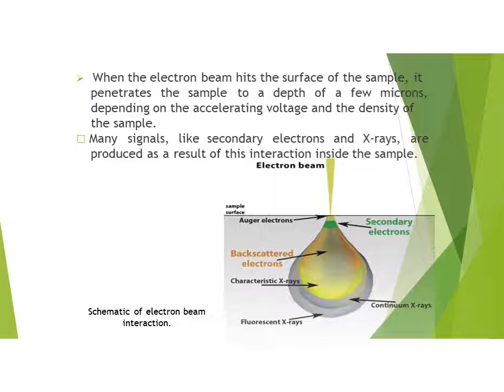Here is the schematic electron beam interaction diagram. In this diagram, you can see the secondary electrons that are shown with green color. These are after the scattering from the sample. After these secondary electrons, some area is shown with light yellow color. This area shows characteristic X-rays of that sample. And then some continuum X-rays and fluorescent X-rays are shown in the downward area.